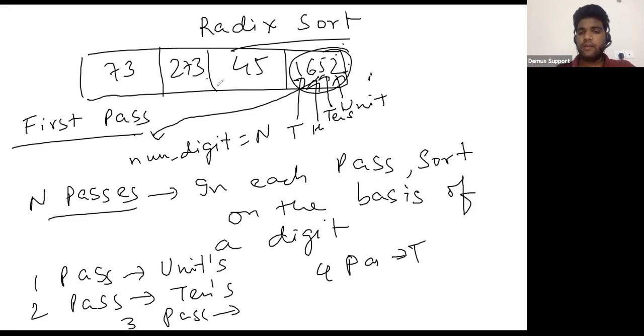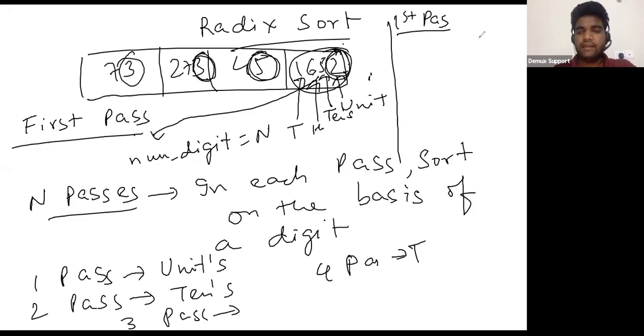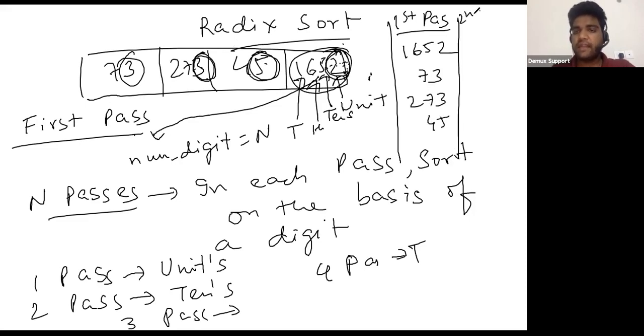What this algorithm will do is look at all the digits. In the first pass, it will look at all the least significant digits, which is basically the units place, and then it will sort on the basis of their place values. So here it will put 1652 first because 2 is less than 3 and 5. Then it will put 73, then 273, and then 45. That's the first pass.